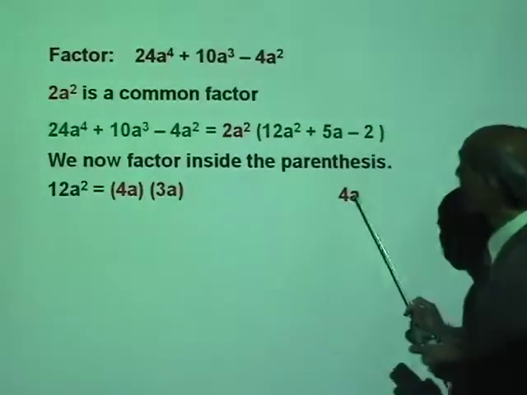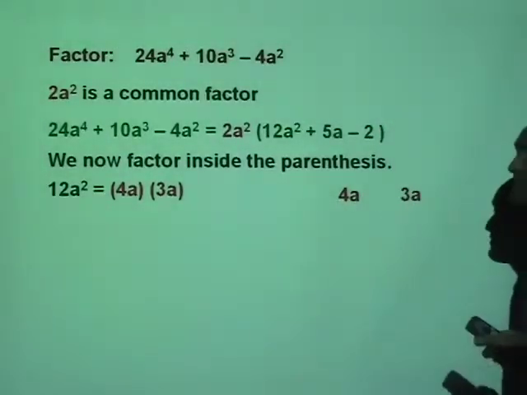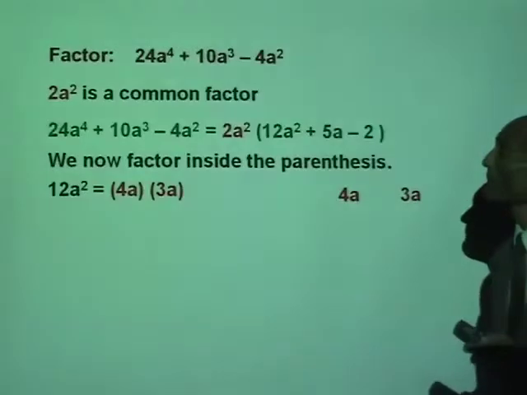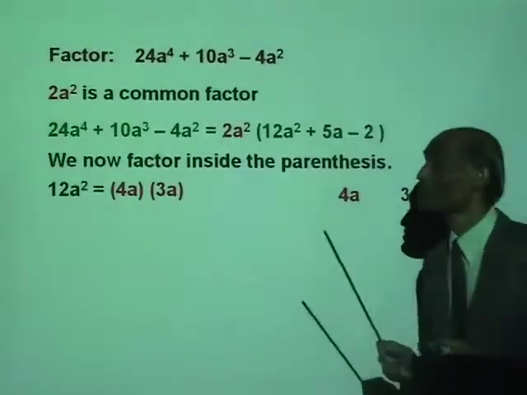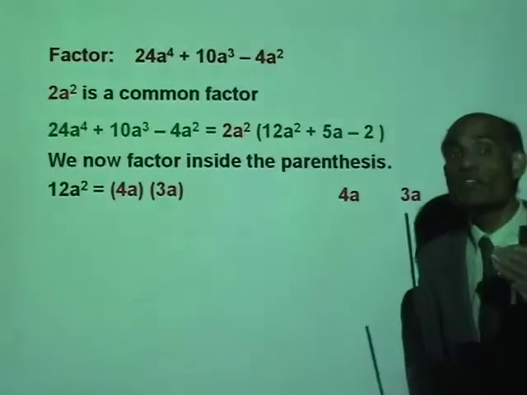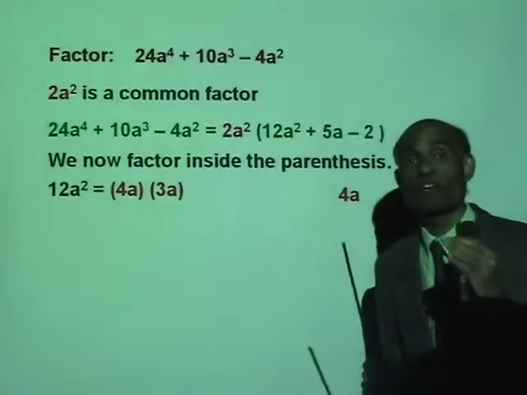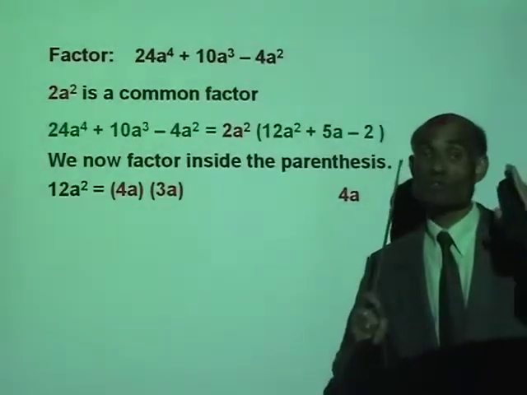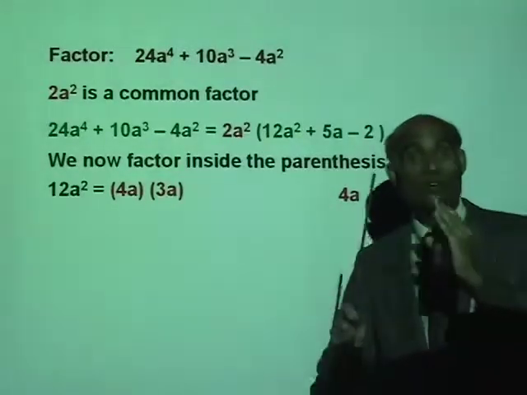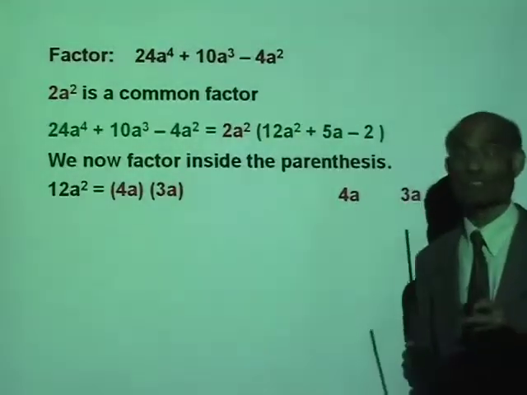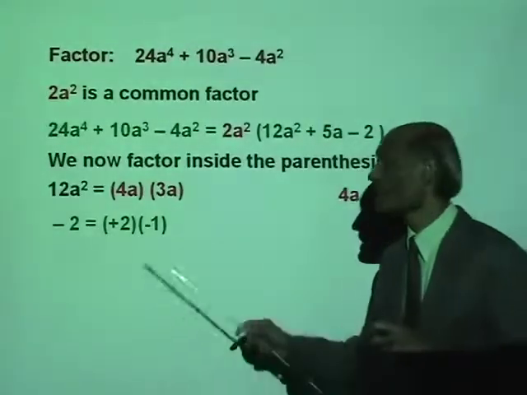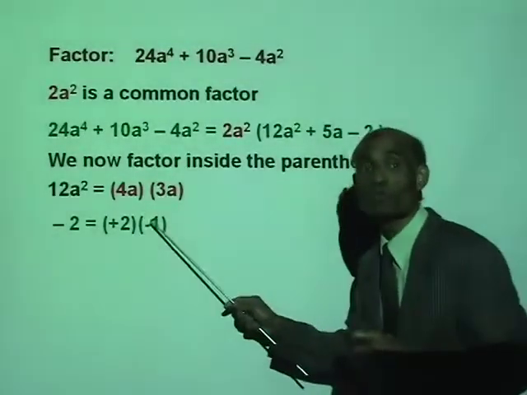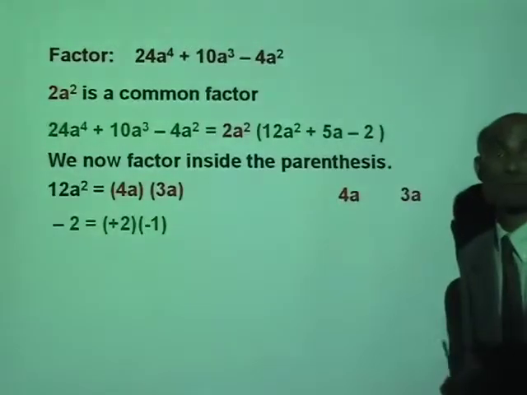Now I start writing them side by side: 4a and 3a. What is the last term? The last term is negative 2. A negative number can be factored only as the product of one negative and one positive. So, negative 2 is factored as positive 2 times negative 1.